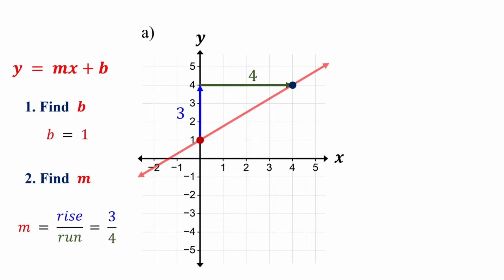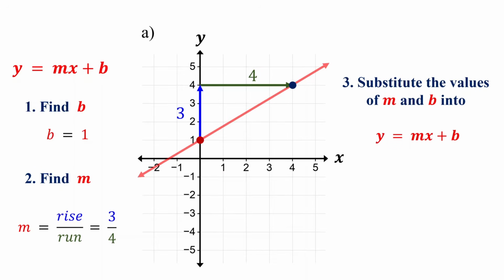Therefore, m equals 3/4. Finally, substitute the values of m and b into the slope-intercept form. Replace m with 3/4 and b with 1. That's it. This is the equation of the line in slope-intercept form.